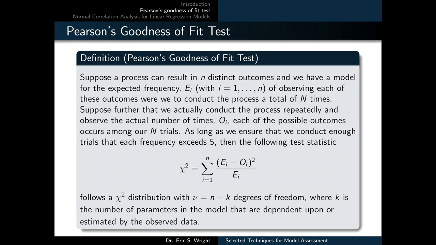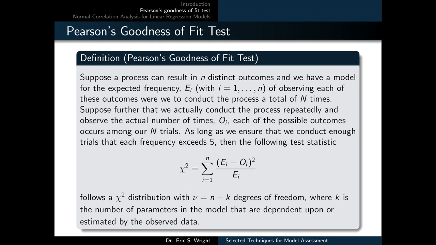We'll begin by defining Pearson's goodness of fit test, which is closely tied to the chi-squared distribution. Suppose a process can result in n distinct outcomes, and we have a model for the expected frequency, or E sub i, with i ranging from 1 through n, of observing each of these outcomes were we to conduct the process a total of capital N times. Suppose further that we actually conduct the process repeatedly and observe the actual number of times, O sub i, each of the possible outcomes occurs among our n trials.